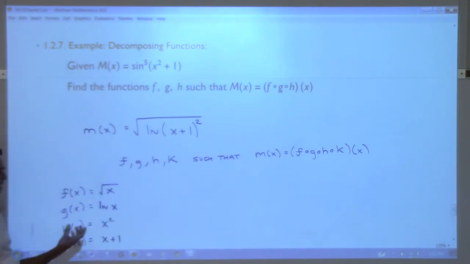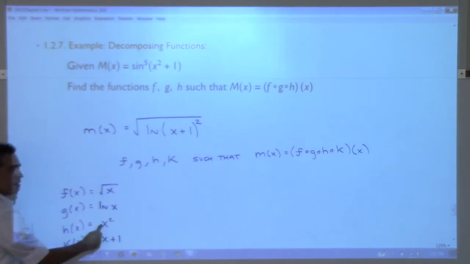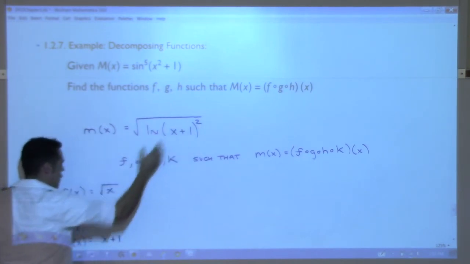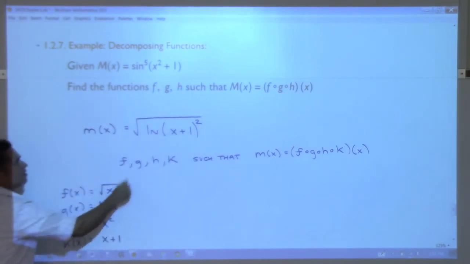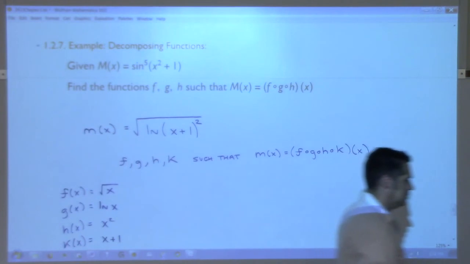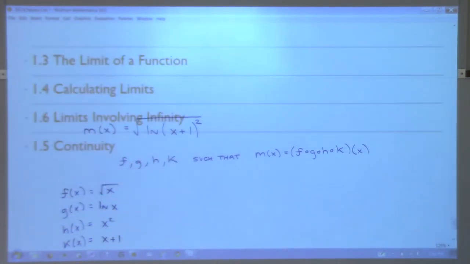Imagine you have to see if you can put this puzzle together in your mind. This thing goes in here and becomes x plus 1 in parentheses squared, right? Then that goes into here. So now that's natural log of x plus 1 squared. And then all of that gets put into here, so you get the square root of all that. Okay. That's it. We're moving on.